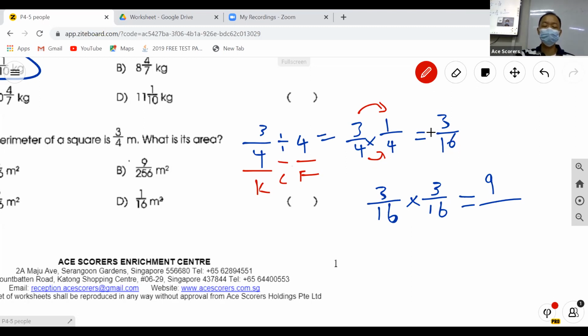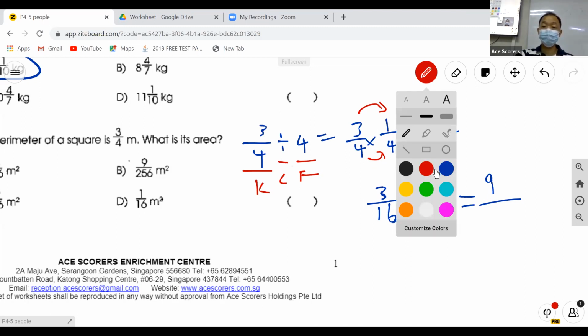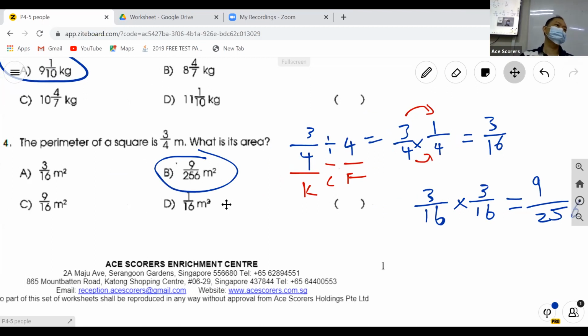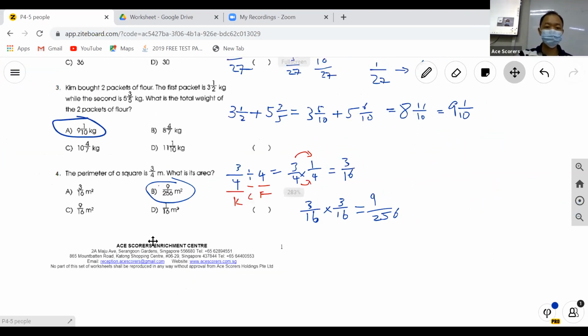So to find the area, same thing, you do the multiplication, okay? Which will give us 9 at the top, right? 16 times 16, 160 plus 16 times 6, 256. Okay, so the answer is B, 9 over 256. Is that okay? Is that right? Alright, so can you do the next one now?